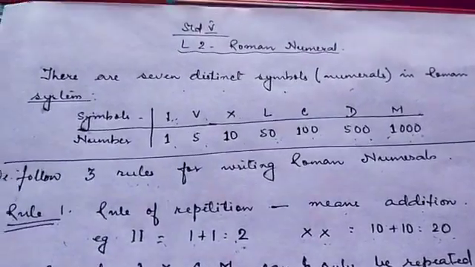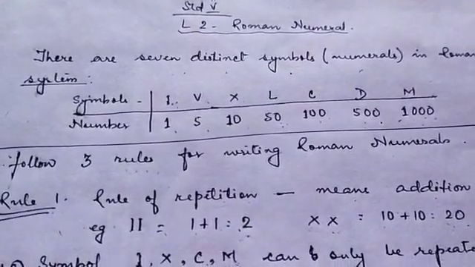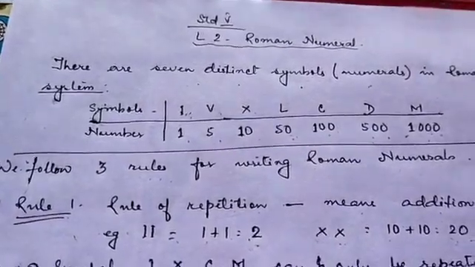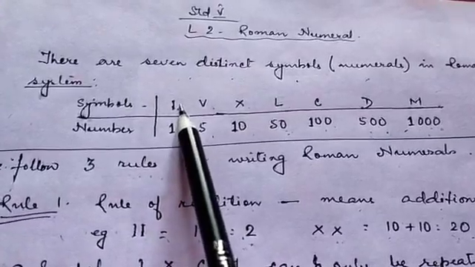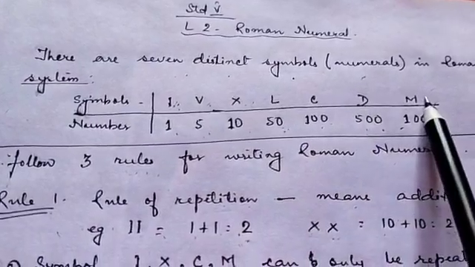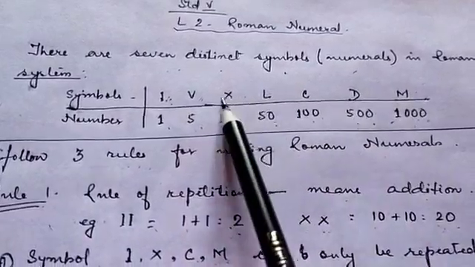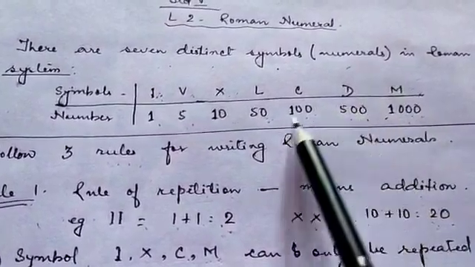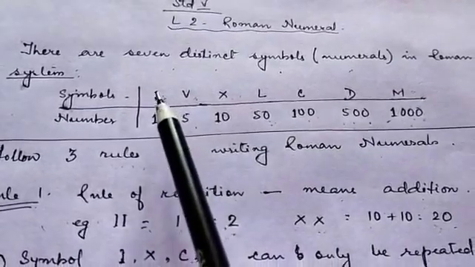Now before we start Roman numerals, we need to know the 7 distinct symbols that are used to write Roman numerals. Now what are the 7 distinct symbols? The symbols are I, V, X, L, C, D, M. 1, 2, 3, 4, 5, 6, 7. These 7 symbols we need to learn along with their values to learn to write the Roman numbers.